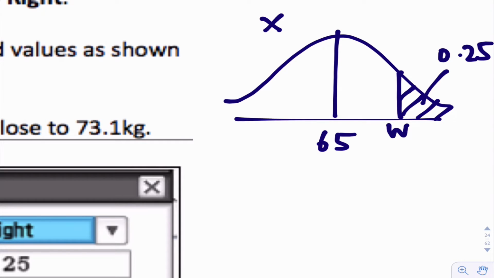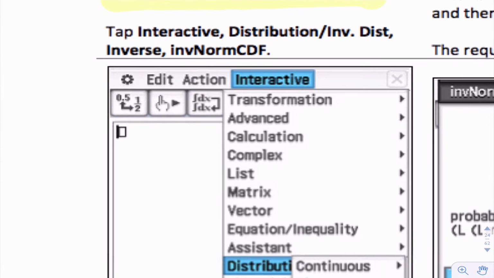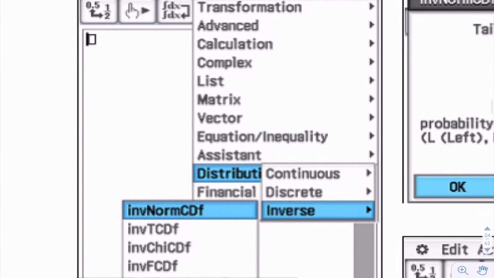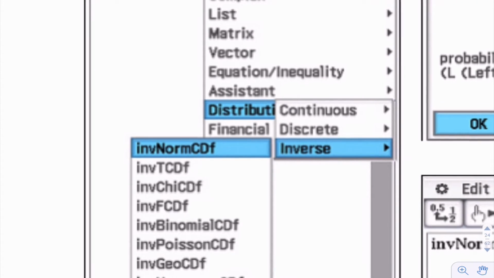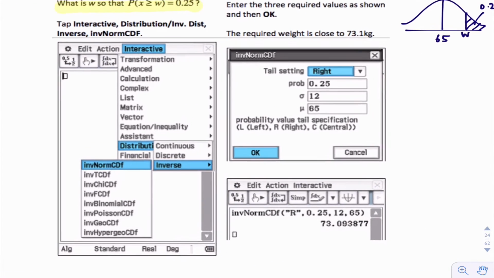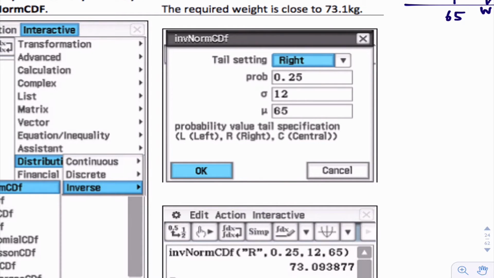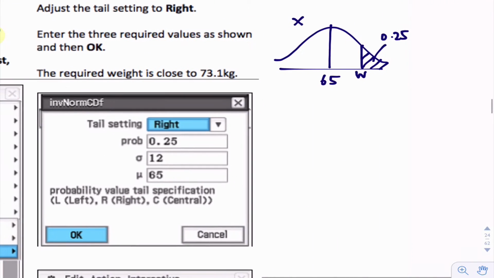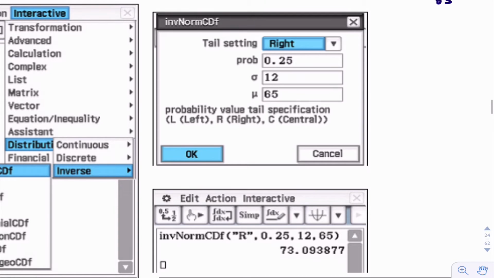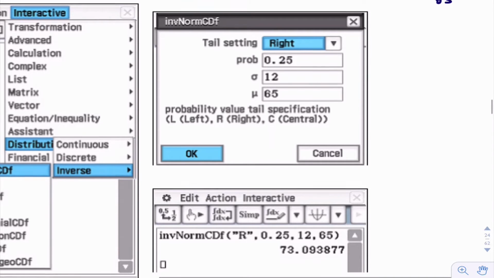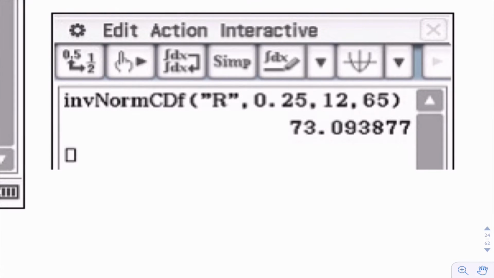Okay, so on our calculator, it is the inverse normal. So Interactive, again, Distribution, grab your calculator and just make sure that you get these values. Interactive, Distribution, now Inverse and Inverse Normal CDF, InvNormCDF. And then it's going to give you this pop-up here. So the tail setting is the right. Here we're looking for the area on the right-hand side. You can clearly see from the diagram the 0.25 is on the right. The probability one is 0.25. We put in the standard deviation and the mean. Click on OK, and it gives us a value of 73.09. So I'll round that to 73.1.